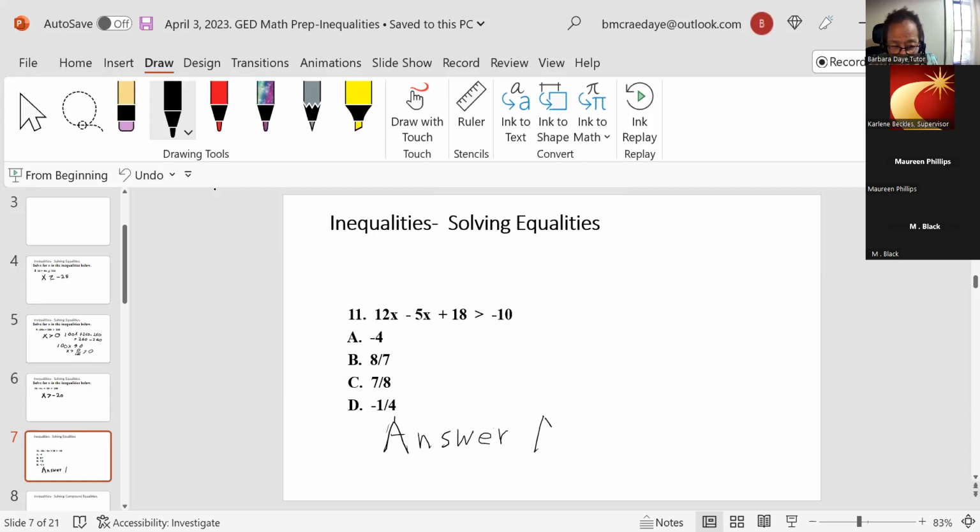Mercedes, is that what you got? One sec, I'll make sure. 12x minus 5x, 7x. That's correct. Subtract the 18 from both sides. That gives you a minus 28 on the right. So 7x greater than minus 28. Divide both sides by 7. You get -4. Is that what you got, Mercedes? Yes, miss. The answer is A.